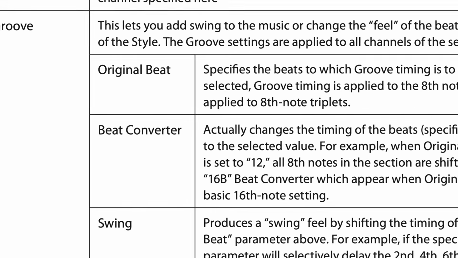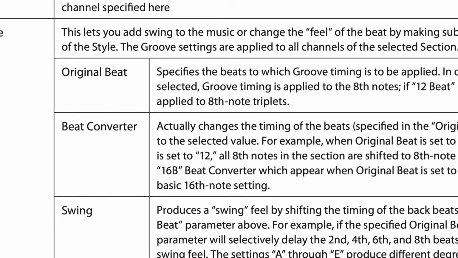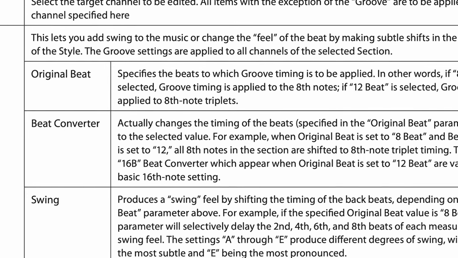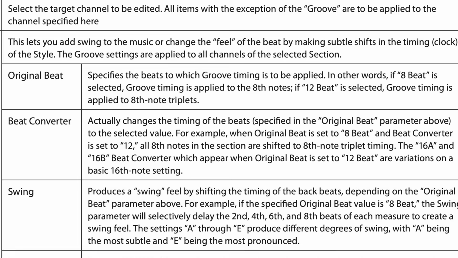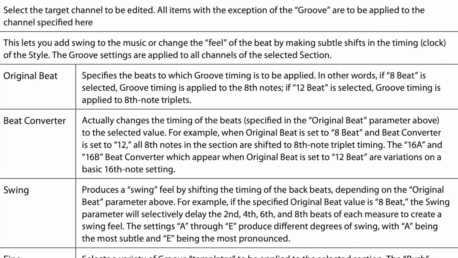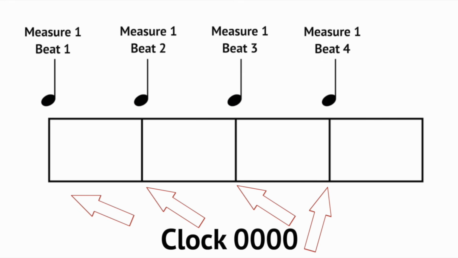So for the explanation of how groove works, the Genos manual sums it up very well. The groove function simply adds swing to the style or changes the feel of the style by making alterations in the timing, and it mentions here about the clocks. If you remember, in my previous video I went through the measure, the beat and the clocks, and I'll show you in a minute why this is handy to understand.